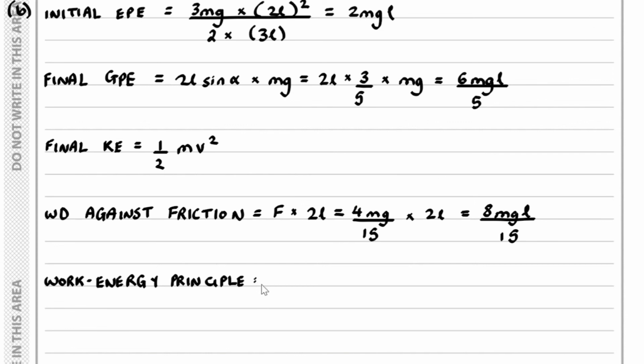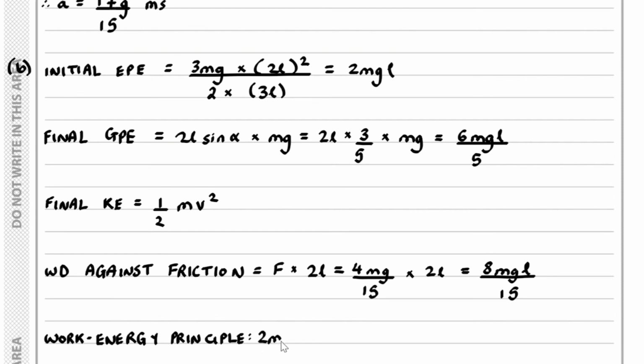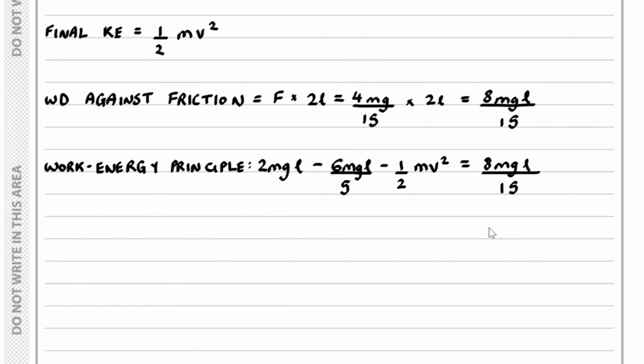We can now use the work energy principle. We've got our initial EPE, 2mgL, minus our final GPE, which is 6mgL over 5, minus the final kinetic energy, which is 1/2 mv squared, and this is equal to the work done against friction, 8mgL over 15. Now, happily for us, the m's cancel. So if I rearrange, I've got 1/2 v squared equals 2gL minus 6gL over 5 minus 8gL over 15.